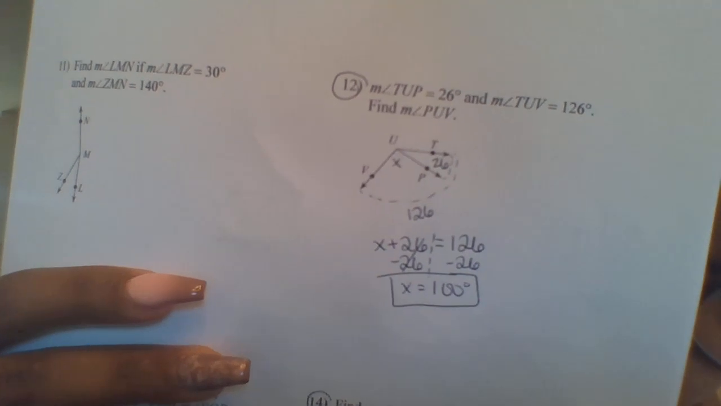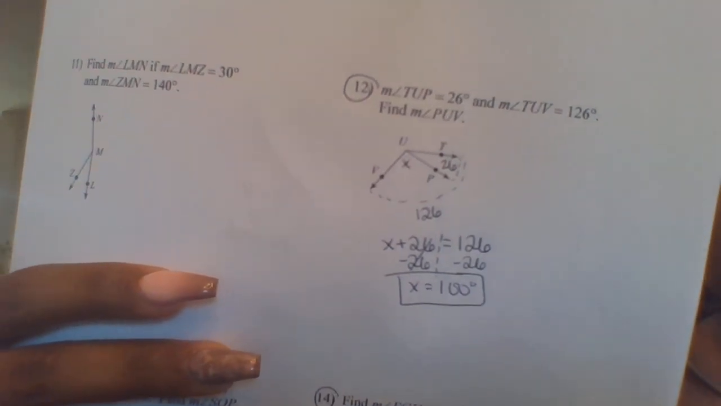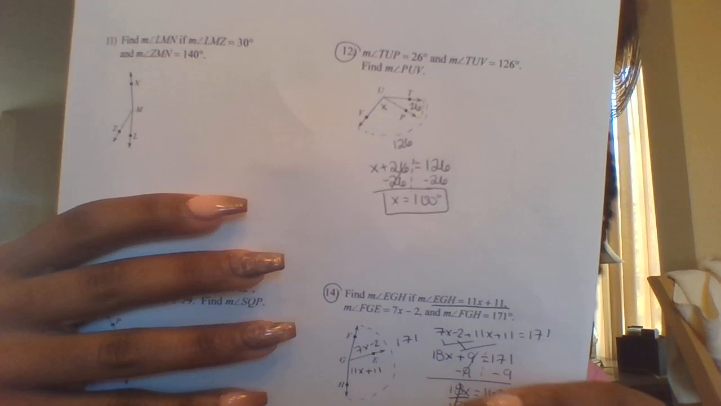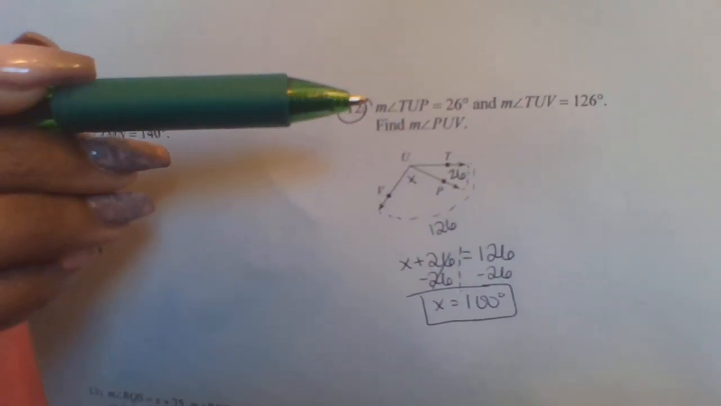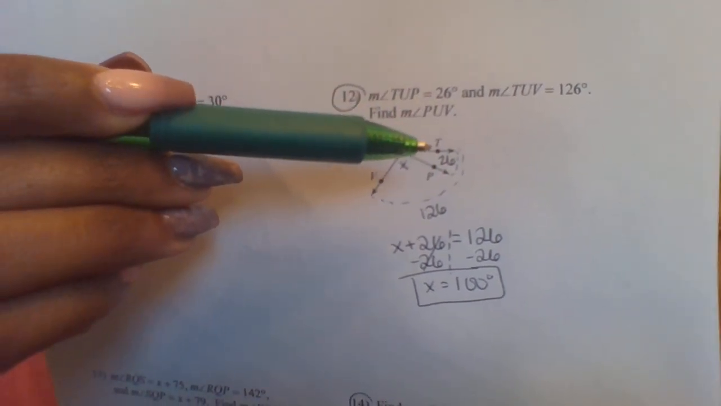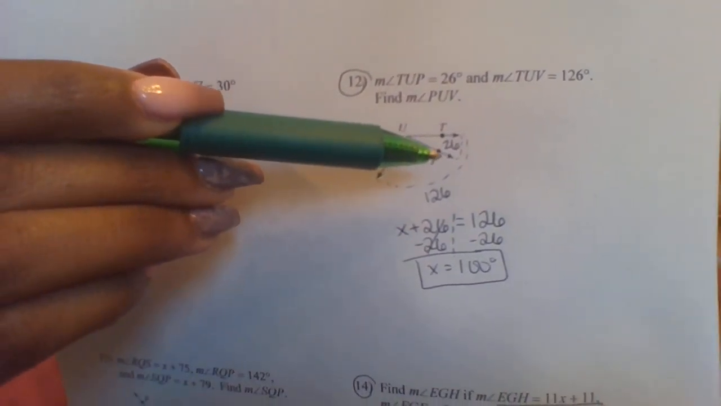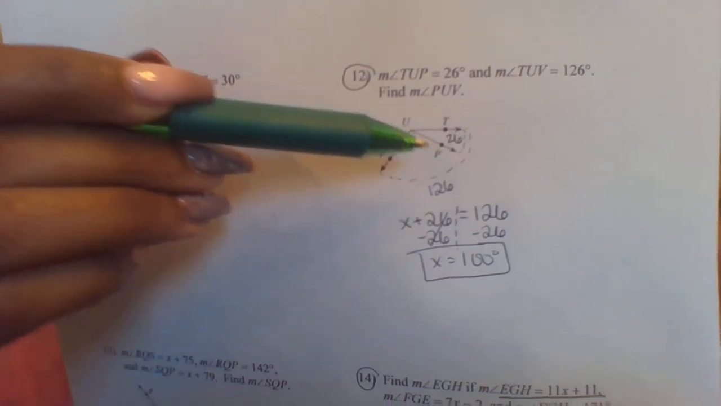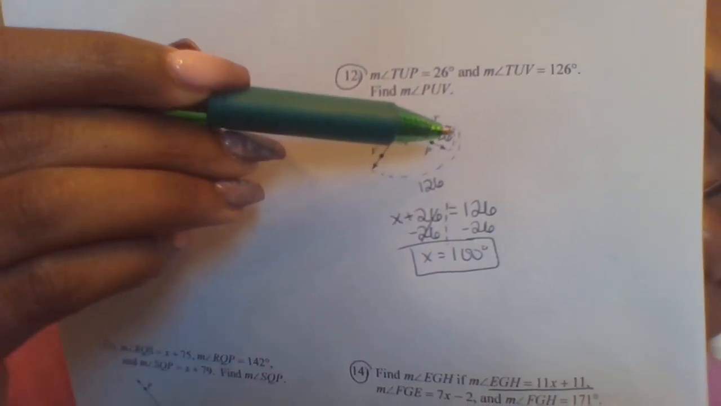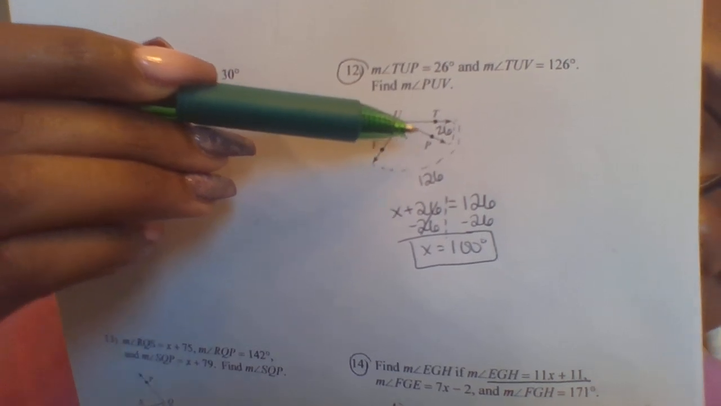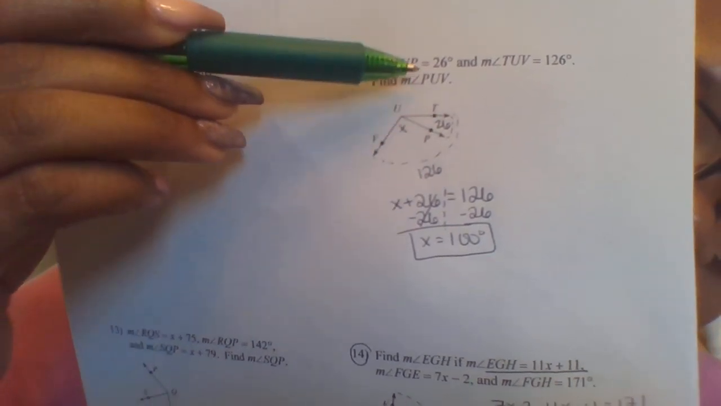On the back, we're doing the angle addition postulate. This shows 2 problems to review with you because they are pretty much the same. So we're going to start with number 12. Number 12 on the assignment gives you the measure of angle TUP. So let's quickly review how to name angles. We're given the measure of angle TUP. That means you're going to start at T, go to U, and then P. When we're tracing that trajectory from T to U to P, we are creating angle TUP. So this angle is 26 degrees.